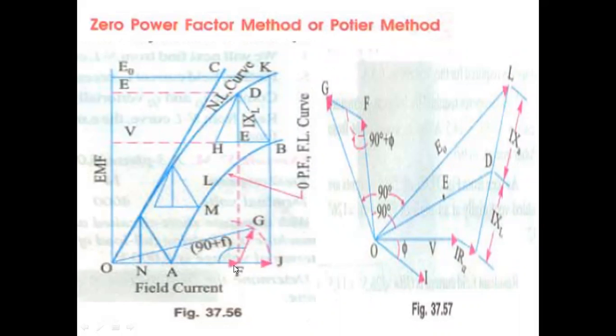Okay, so corresponding to OF, IF1 current, you are getting E. Corresponding to IF2 current, nothing but OJ, you are getting E0. So once you find E and E0, if you write the formula (E0 minus V) by V into 100, you will get the percentage regulation. I will show you in the problems while discussing the problems.